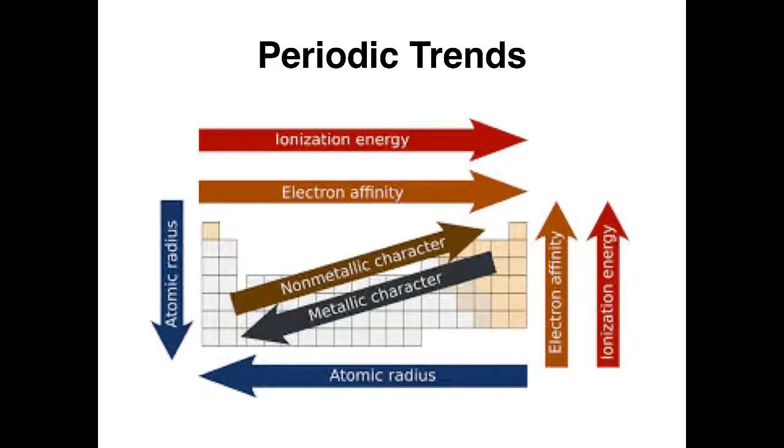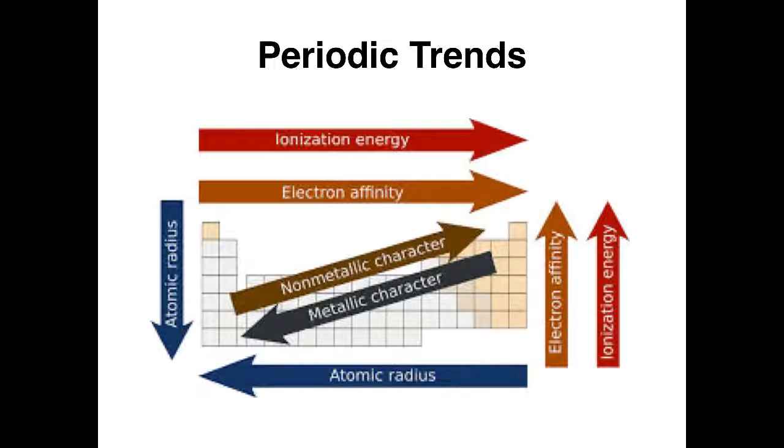Now this is the last slide, and this slide basically reviews all 3 things that we talked about. Don't get into electron affinity. We didn't talk about electron affinity. We don't care about electron affinity right now. But we did talk about atomic radius or atomic size. We did talk about ionization energy, and we did talk about metallic versus non-metallic character.